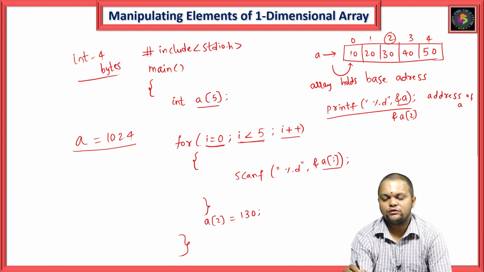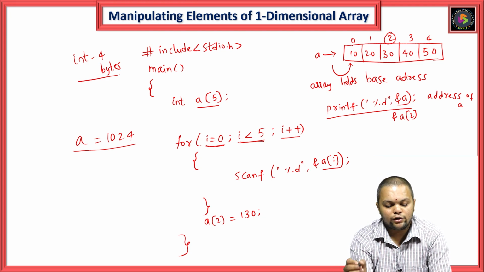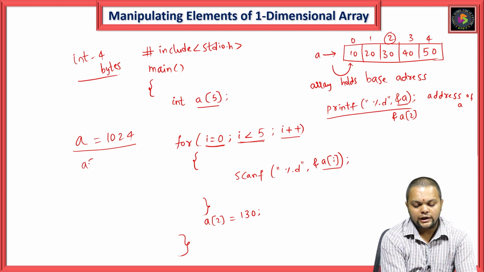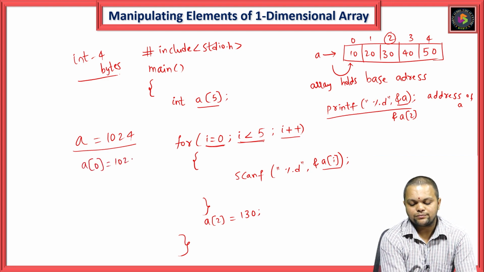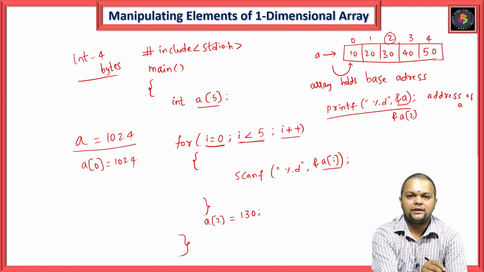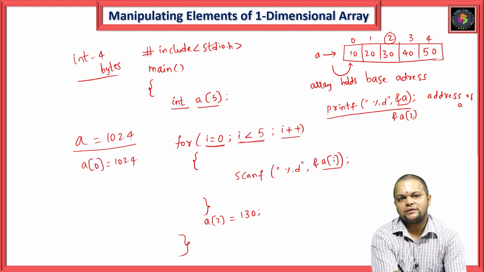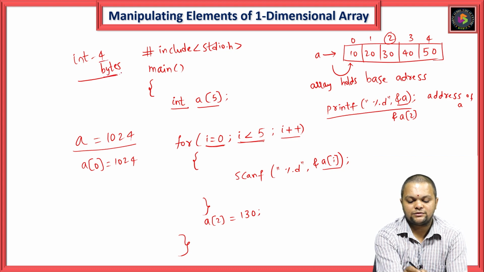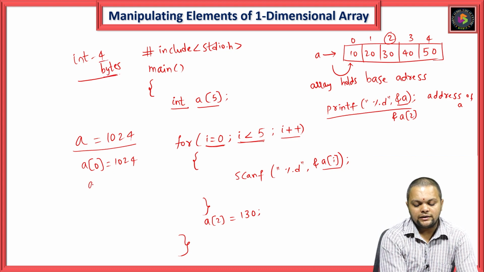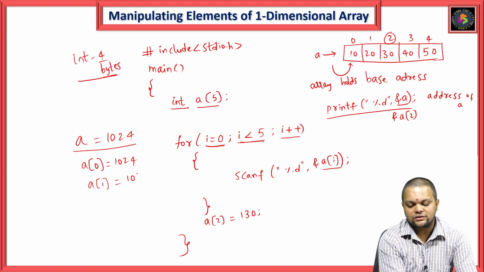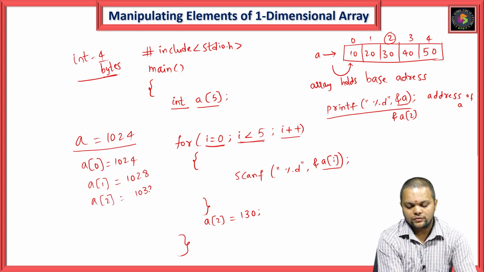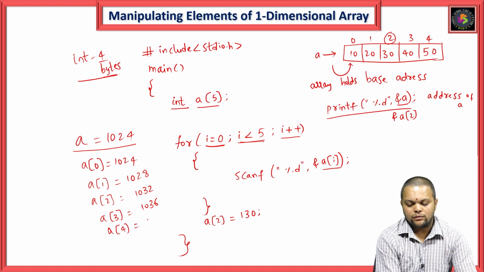If I am saying that array holds the base address, what is your base value? A of 0. So, A is 1024, A of 0 is also 1024. And I am saying that array is of type integer. Array is holding which type of values? Integer values. And it takes 4 bytes. If it is taking 4 bytes, then A of 1 will be 1028, A of 2 will be 1032, A of 3 will be 1036, A of 4 will be 1040.